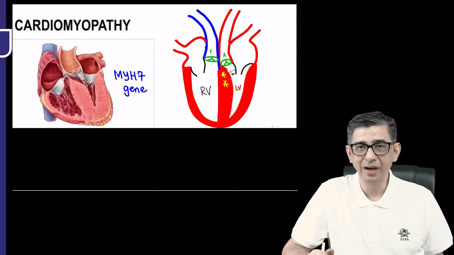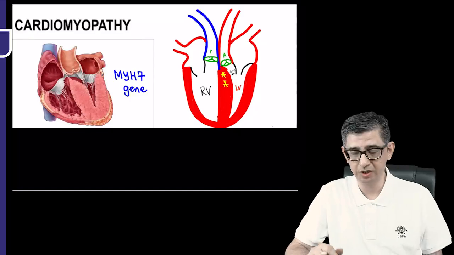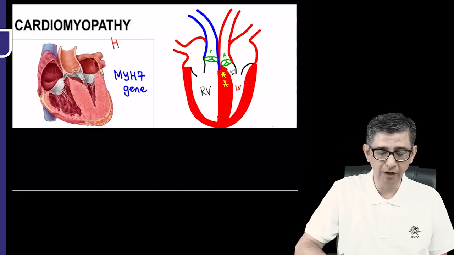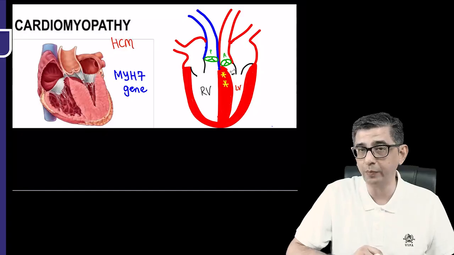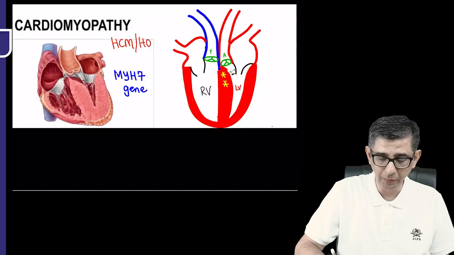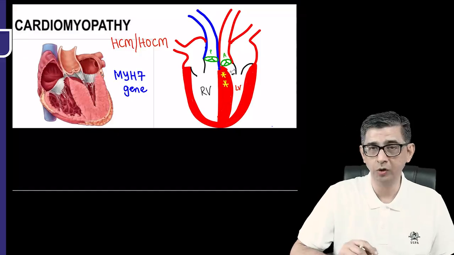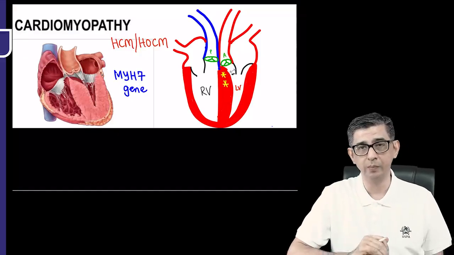Hey guys, welcome back. In this topic, I'm going to explain about cardiomyopathies, and the first one on the agenda would be the commonest one that we encounter in clinical practice, that is hypertrophic cardiomyopathy, and a subtype of it which is called hypertrophic obstructive cardiomyopathy. Now, this happens to be the commonest one that we encounter in clinical practice.